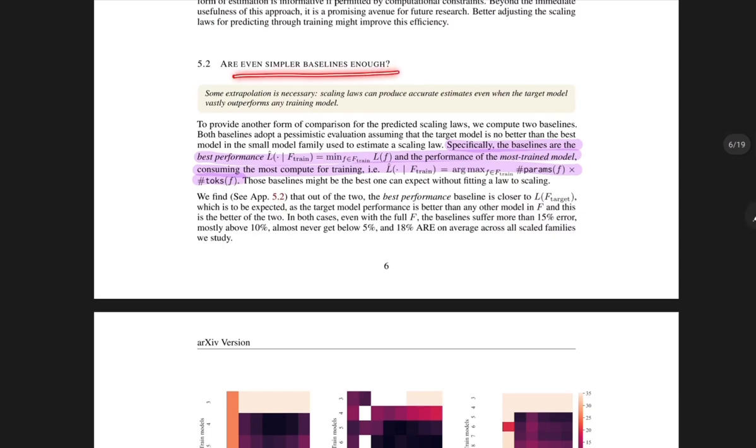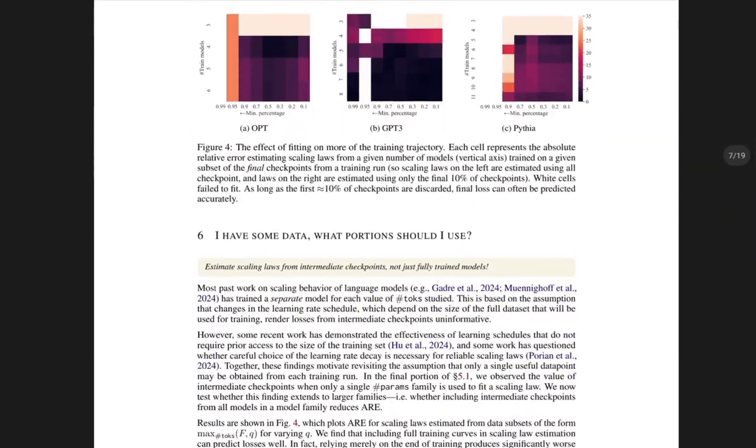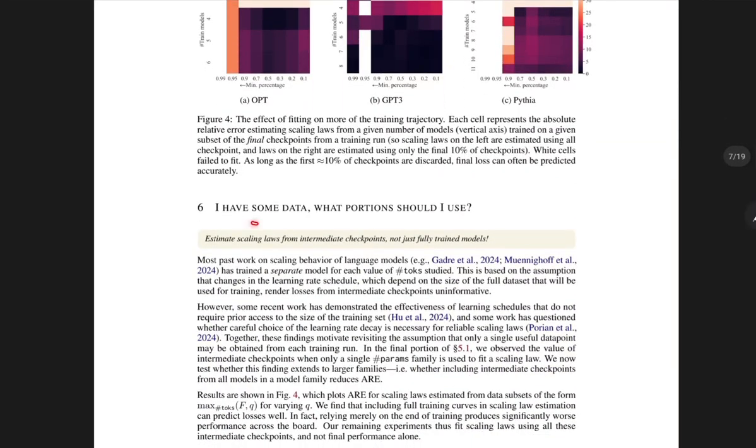Are even simpler baselines enough? For this, they are saying directly, some extrapolation is necessary. Scaling laws can produce accurate estimates even when the target model vastly outperforms any training model. Specifically, the baselines perform best when you see, for the training part, the minimum and the performance of the most trained model. You will see it's similar, right? So baselines are the best performance. So if you see here in Figure 4, which they are talking about, the next one: I have some data, what portion should I use?